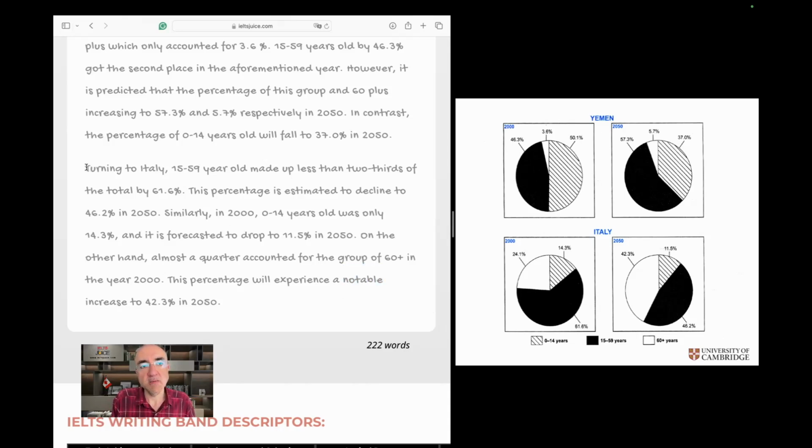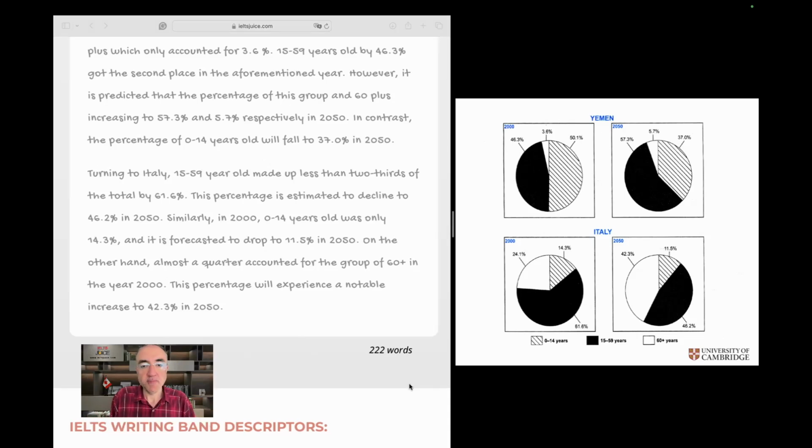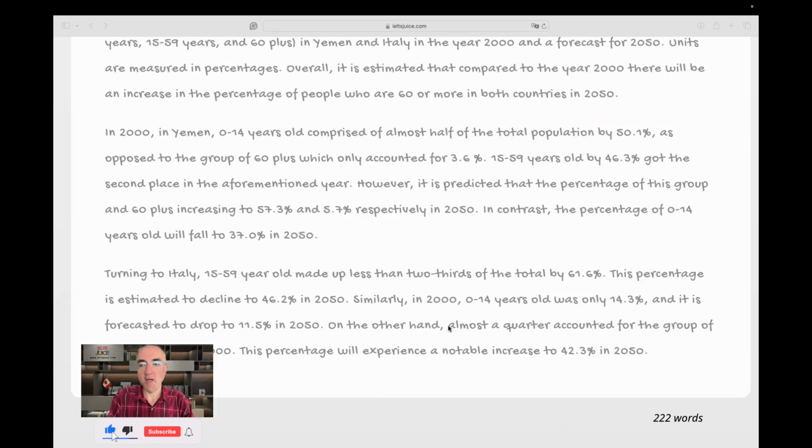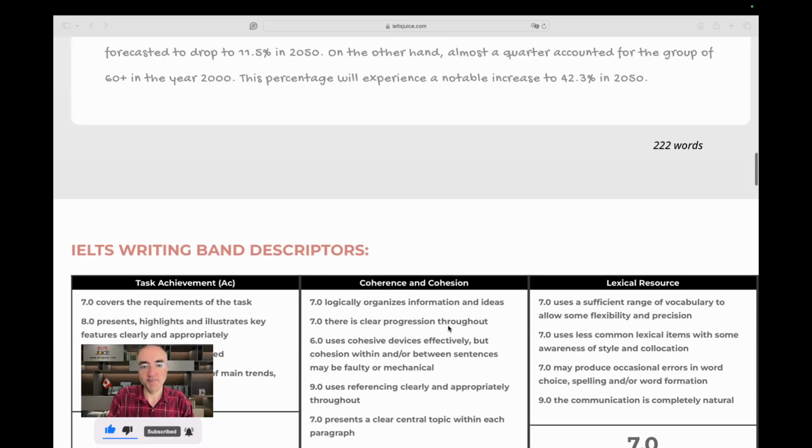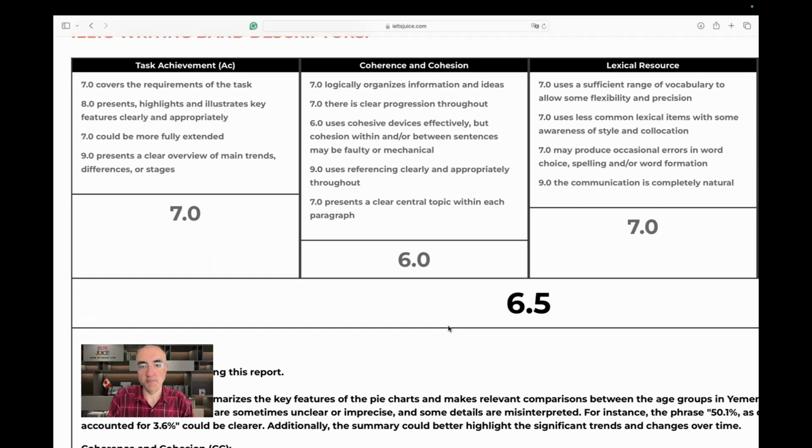The rest of Italy was very repetitive. We had this pattern: we talked about one group and the other, what happens in 2050, what happened in 2000 for the other group, and what will happen for the same group in 2050. Well, as you can see, 222 words, nothing more to say. Let's look at the band descriptors together.